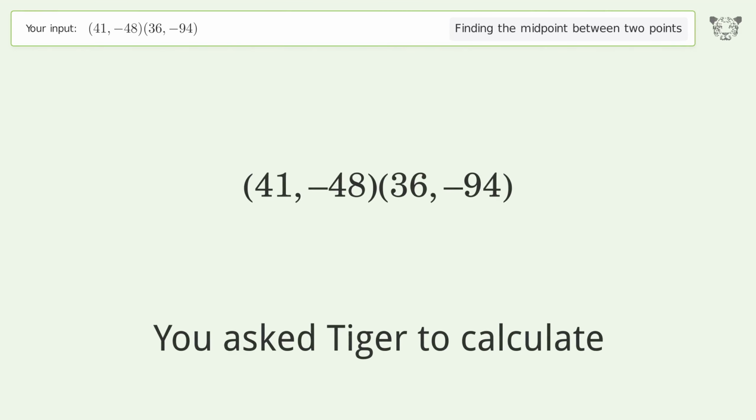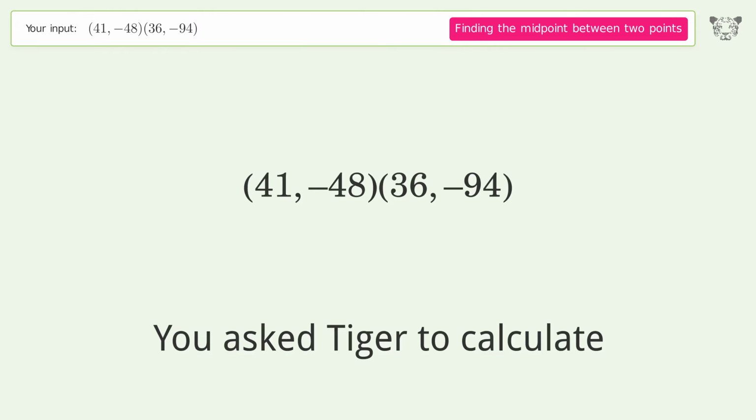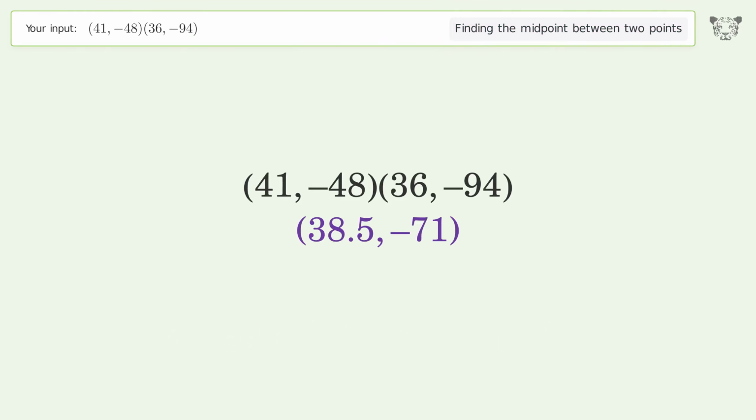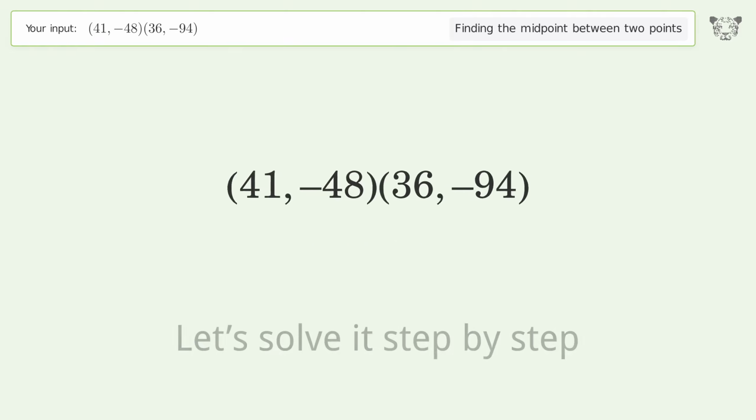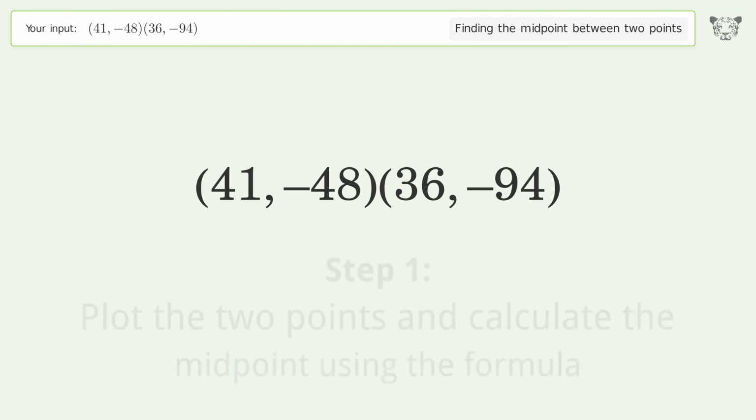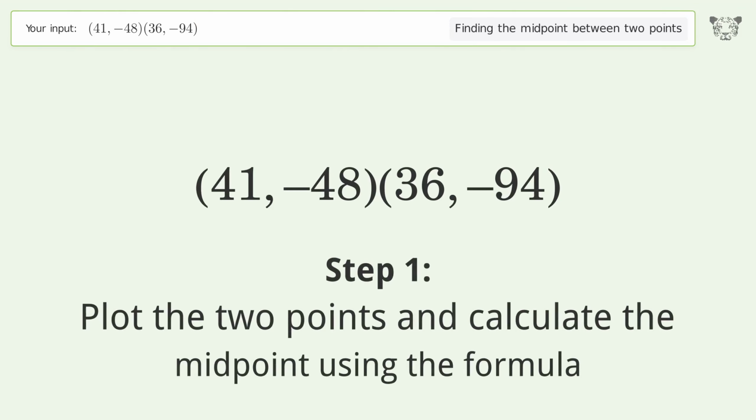You ask Tiger to calculate. This deals with finding the midpoint between 2 points. The midpoint between the 2 points is 38.5, -71. Let's solve it step by step. Plot the 2 points and calculate the midpoint using the formula.